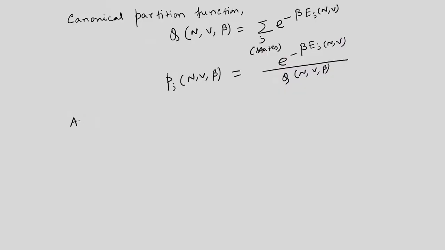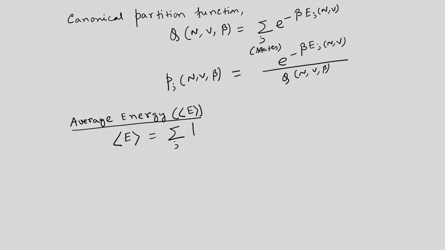average energy, and we define average energy by this. Okay. So, what is the average energy? Average energy E is sum over j p j, which is a function of n v beta, times E j, which is a function of n and v.